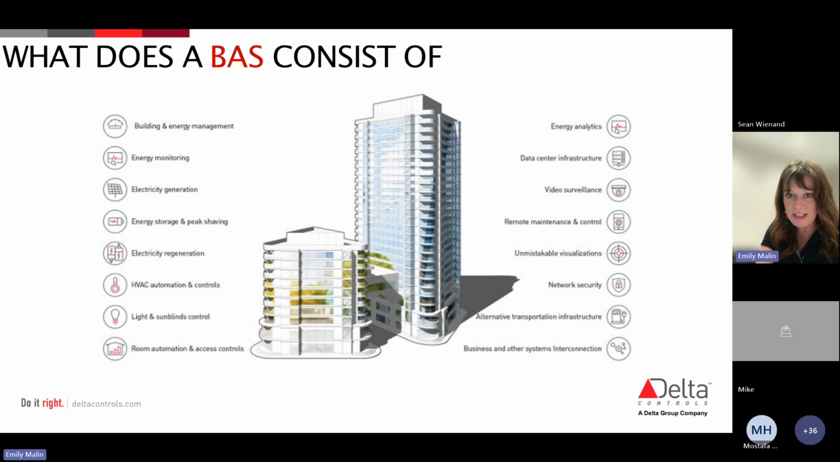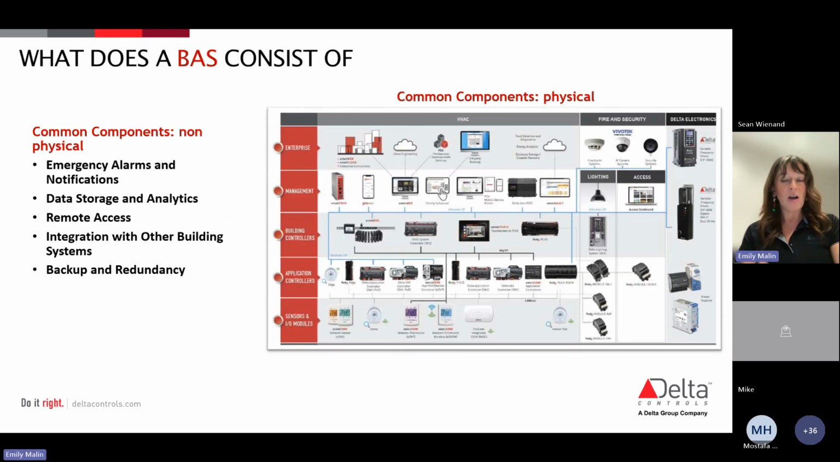You can have everything from energy management systems to access control, fire safety systems, and all of this can be considered inside of your building automation system. When we talk about what it consists of as well, a lot of times we like to jump right into the physical components, right? We like to say, especially as manufacturers, this is what you'll see as a building automation system on the right.